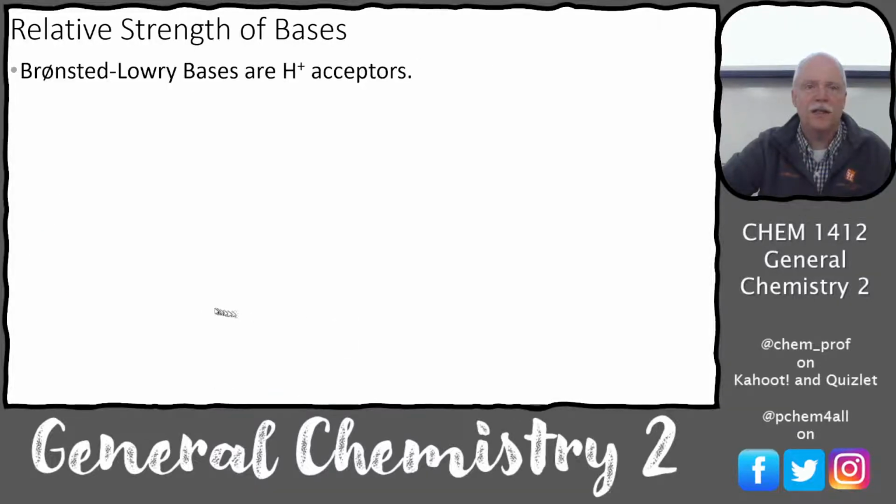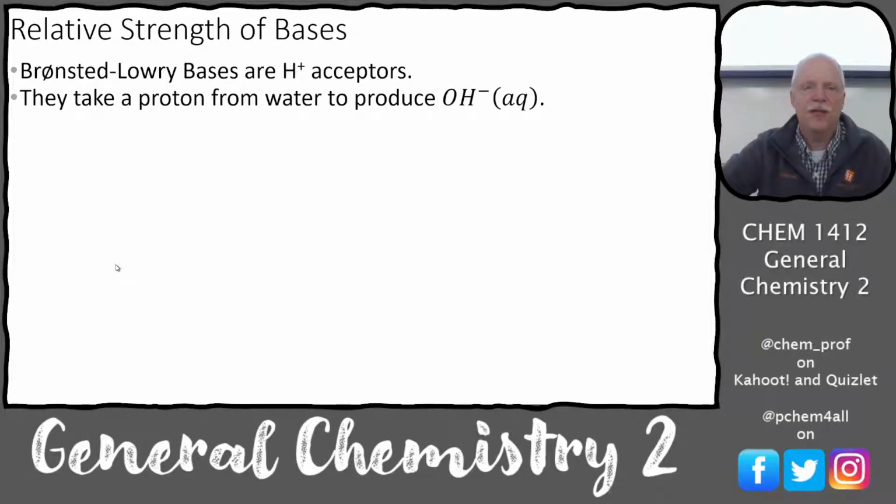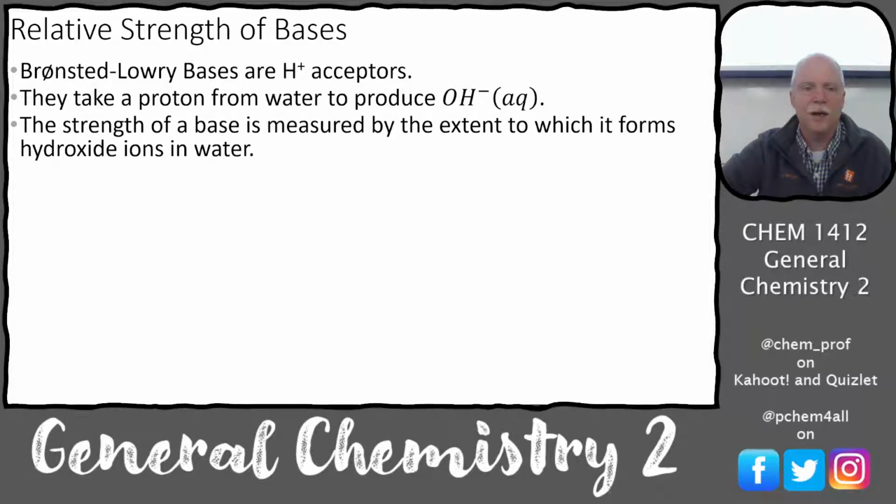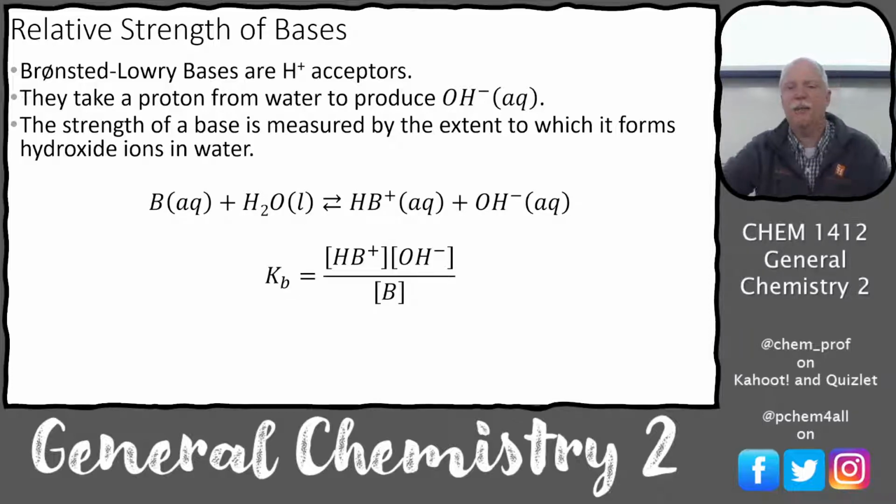Let's look at the relative strengths of bases. So bases accept protons. They really work with water to take that proton away and make hydroxide ion. And so then we could look at this generic reaction and calculate the Kb.